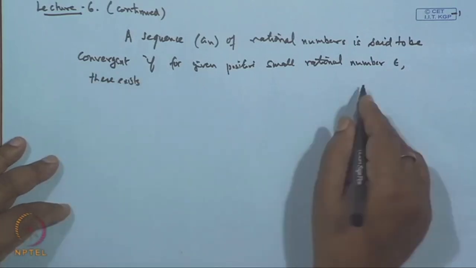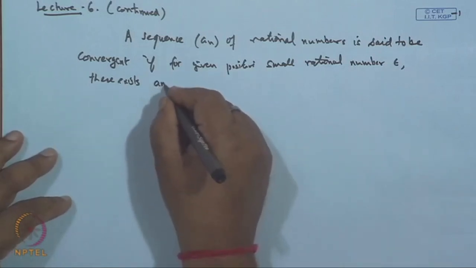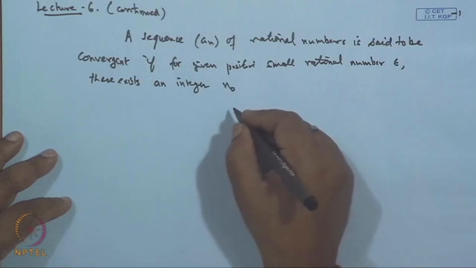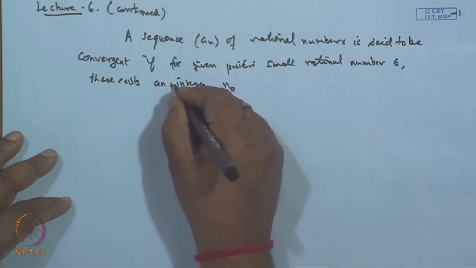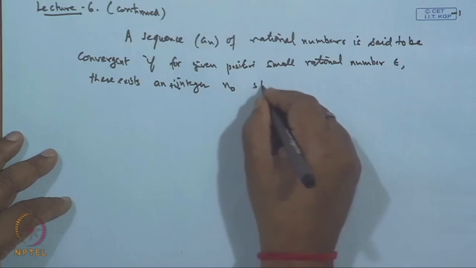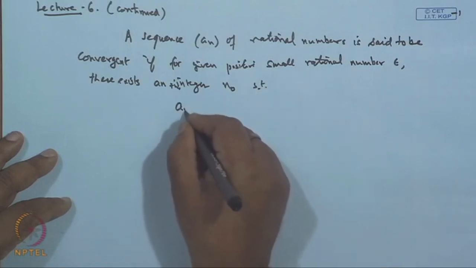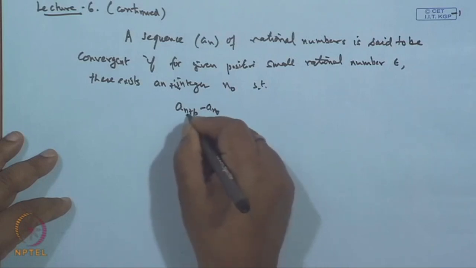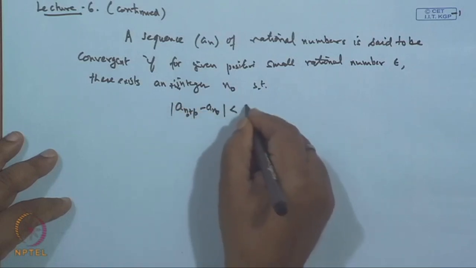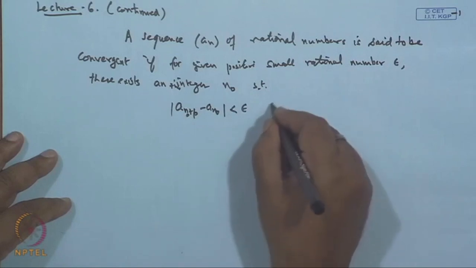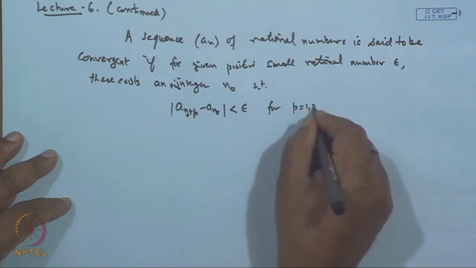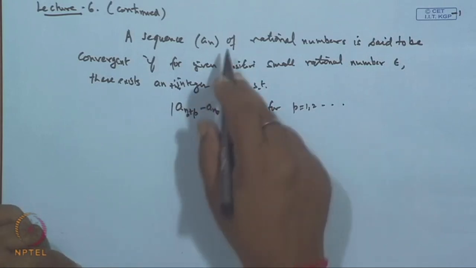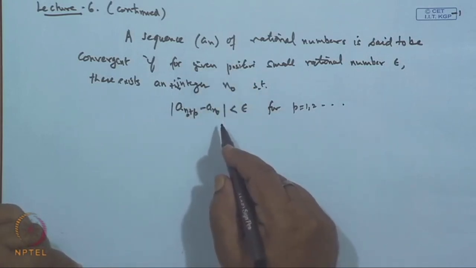for a given positive rational, there exists an integer n naught, a positive integer, such that the difference between a n naught plus p and a n naught remains less than epsilon for all p equal to 1, 2, 3 and so on. Then such a sequence of rational numbers is said to be a convergent sequence.